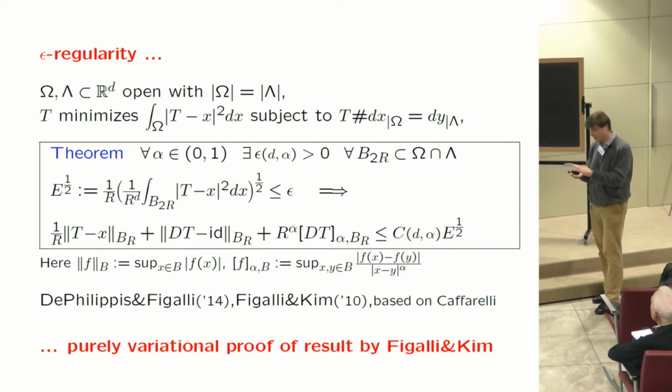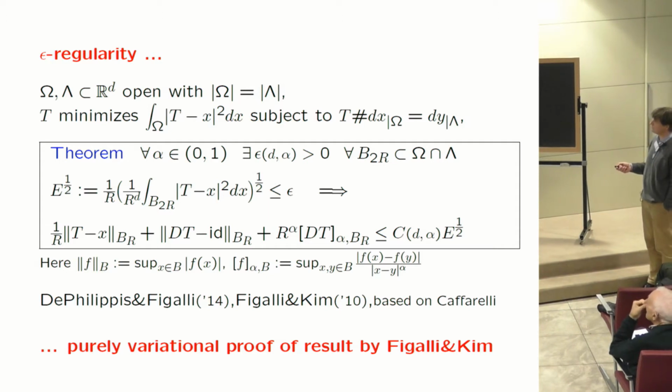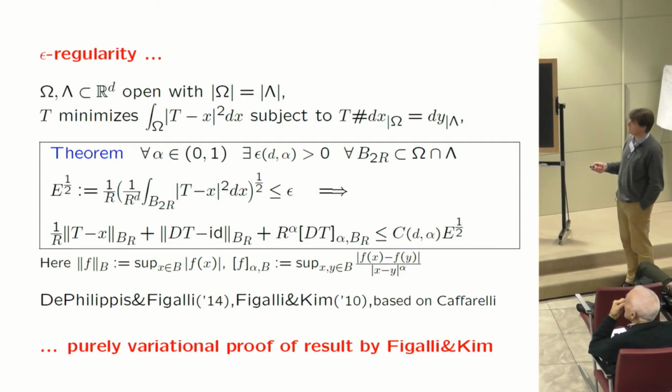So a mild type of being close to a plane enforces being close to a plane in a very strong sense, being smooth. So that's a typical epsilon regularity result. And in optimal transportation, you have the same phenomenon.